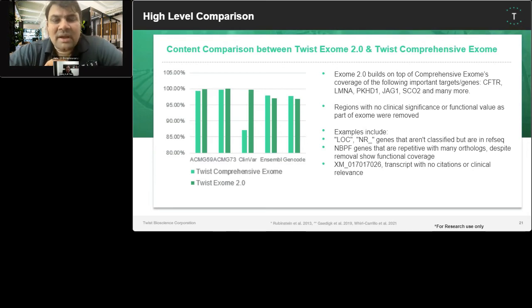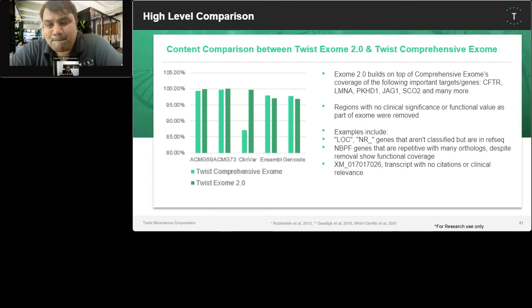At the same time, we removed those regions which have no clinical significance, or which haven't gotten any citations, or are known to show higher off-target effects because of repetitiveness. So if you want to know which regions we removed from the current exome, just email me, and I'll be happy to provide you with the bed file for that.